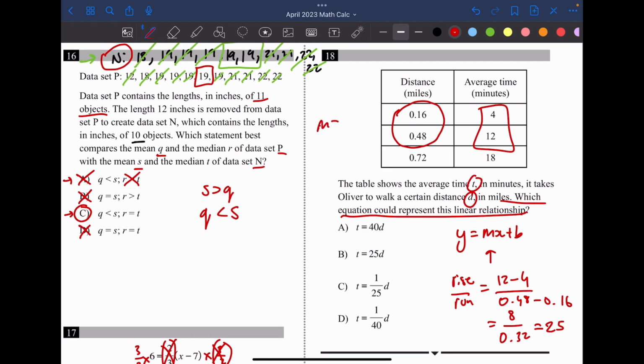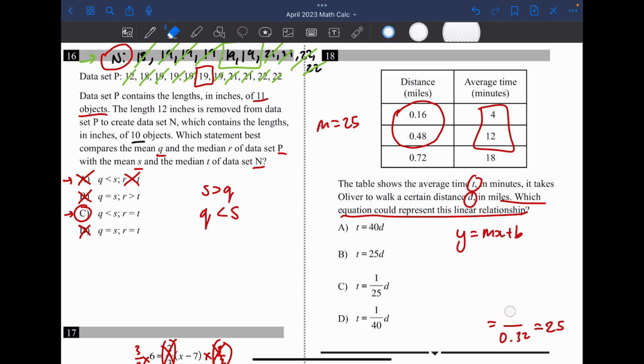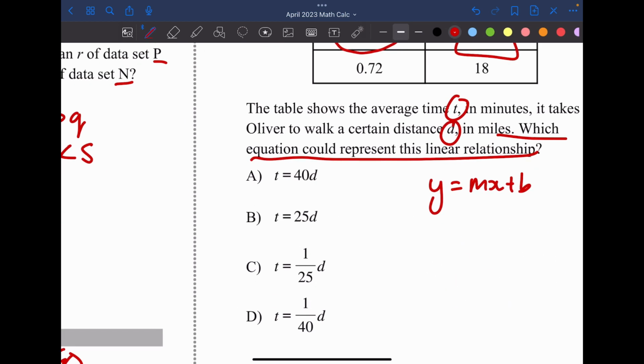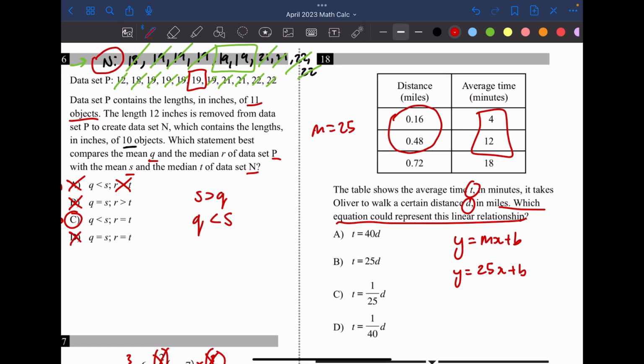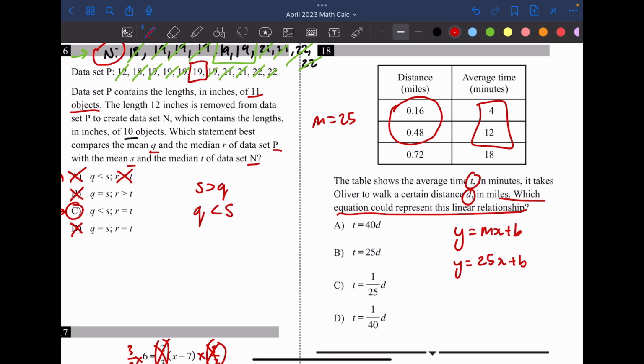M must be 25. Okay, let's erase some of the stuff now because you don't need it anymore. We need space to continue our work. But yeah, now I can write that y is equal to 25x plus b. So that's what we have so far. And now if we want to continue, first we have to plug in a point to find what b is. That would be our next step. So how do you find b? Once again, plug in a point.